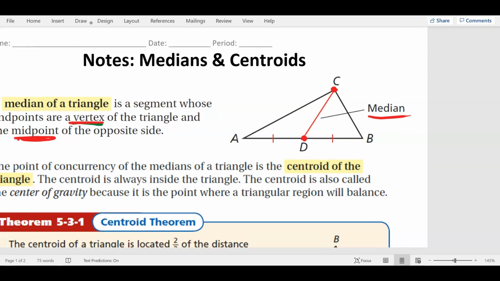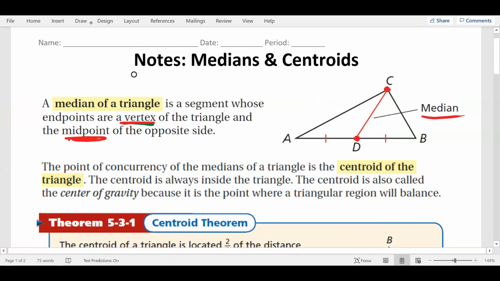Now, here's the deal. You can make 3 medians, line, line, line, and they're all going to cross at what's called a point of concurrency. It's a fancy new word, concurrency, right?